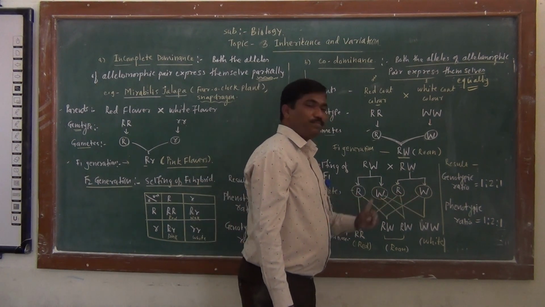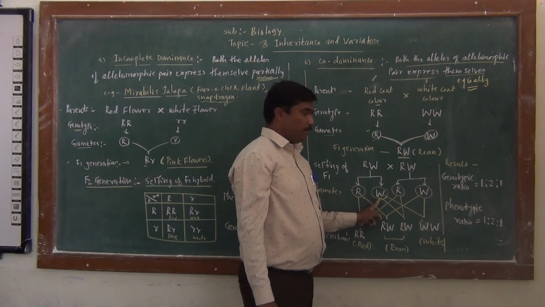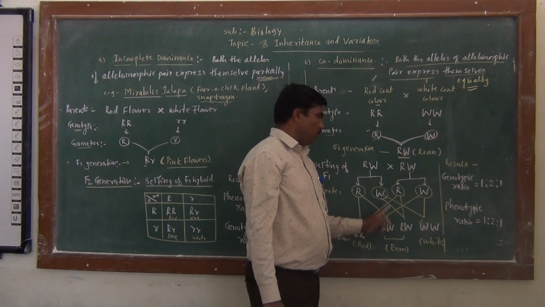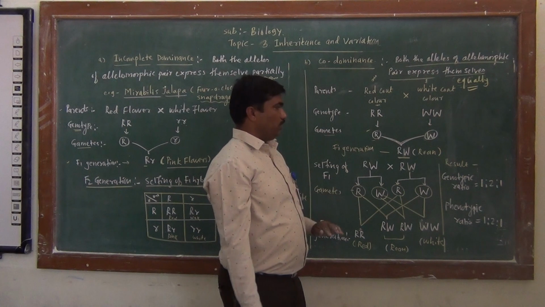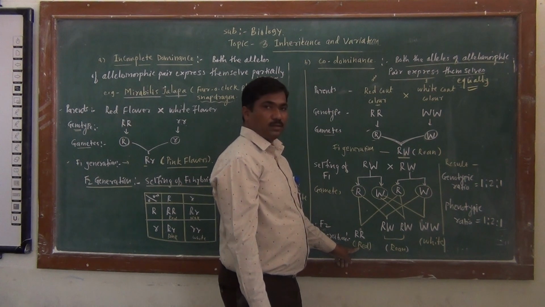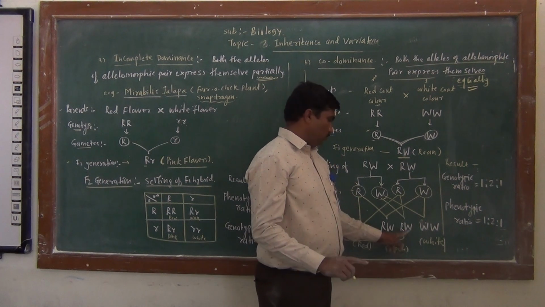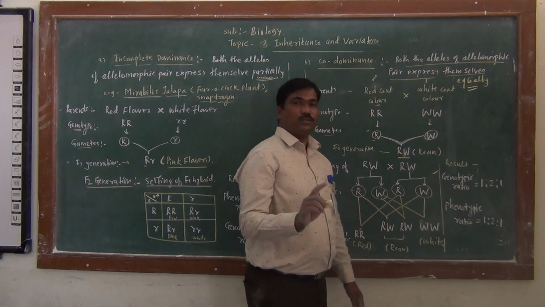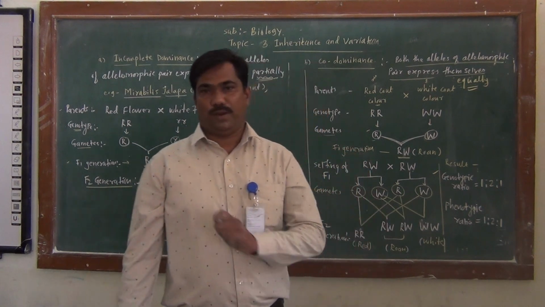Capital R fertilized with capital W gives RW. Then W fertilized with R gives RW, and W with W gives WW. So we get individuals in the F2 generation: four individuals. Out of these, one is completely homozygous red, another two are roan, and one is white. So the genotypic ratio is 1:2:1, and the phenotypic ratio is also 1:2:1.